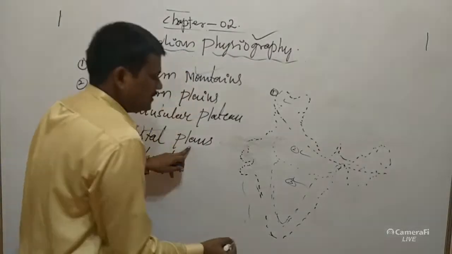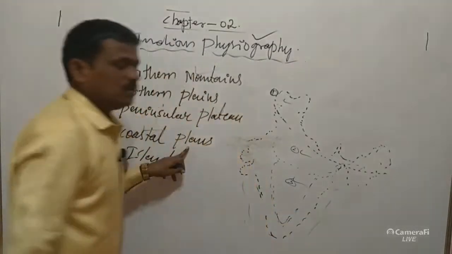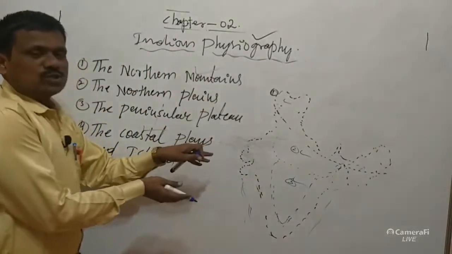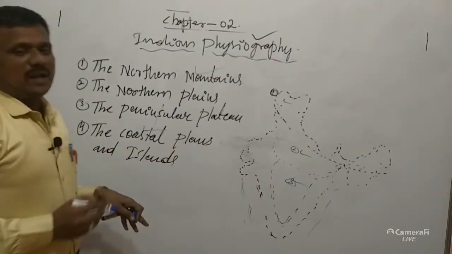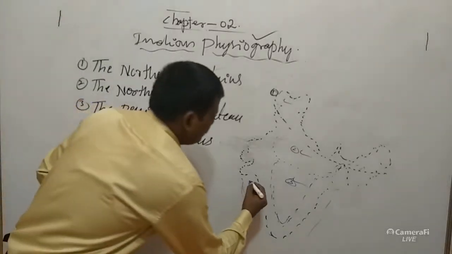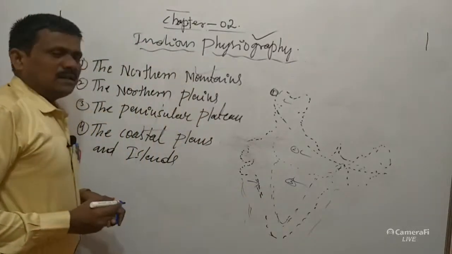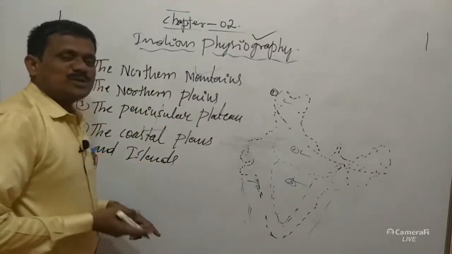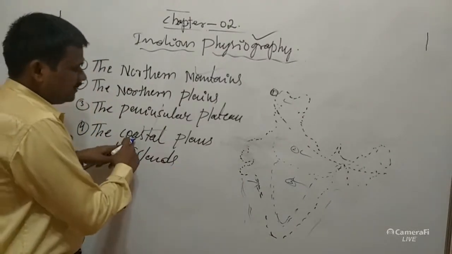For example, here is also a coastal region, here also covered by water, and the area near the coast is called the coastal plains. And this western part, the coastal part, is called the western coastal plain. Simple idea.